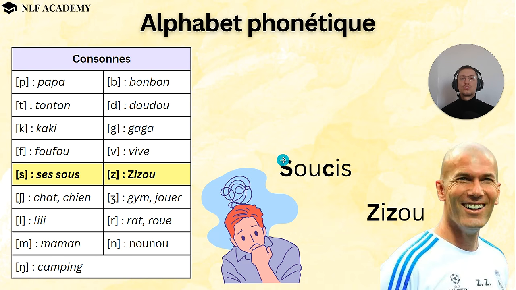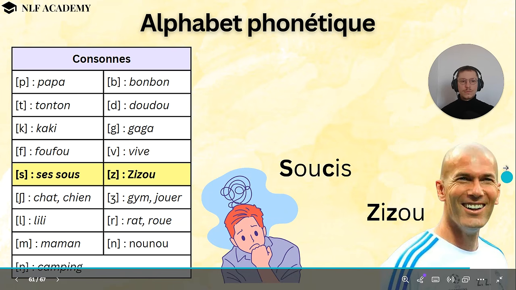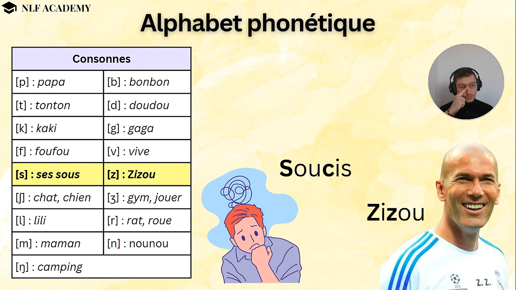S comme souci. Souci. Z comme zizou. Zizou. This is the most famous football player of France. If you are a bit younger, maybe nowadays the most famous is Kylian Mbappé. But before Kylian Mbappé, the ultimate legend is Zinedine Zidane, and his surname is Zizou. So just a bit of culture for you.